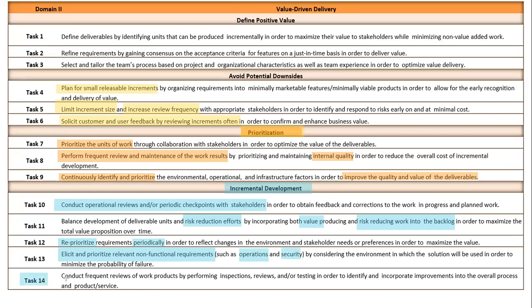Finally, we get to task 14, and this says conduct frequent reviews. Again, it's like a repeat. We're talking about inspections, reviews, testing that we do at the team level. This is not talking about the sprint review alone. It could be part of it, but we're talking about the continuous integration, the continuous testing, and really it's the continuous improvement, the Kaizen mindset.